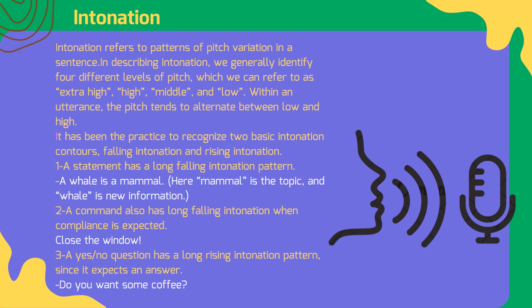And you can see examples. We'll look at the first one. A statement has a long falling intonation pattern, and there is an example: a whale is a mammal. Here mammal is the topic and whale is new information. And the second one, a command also has long falling intonation when compliance is expected. Close the window or take your seats.